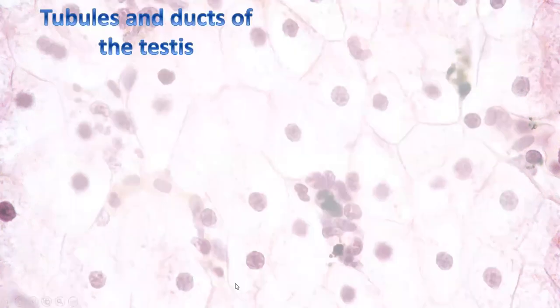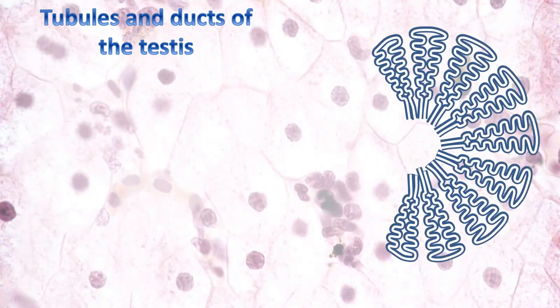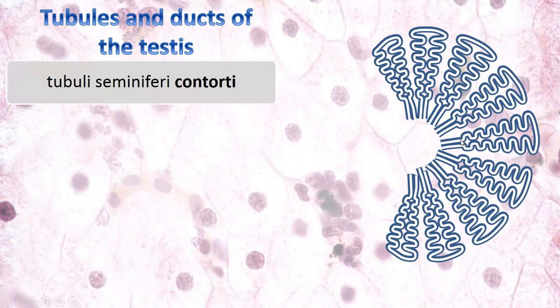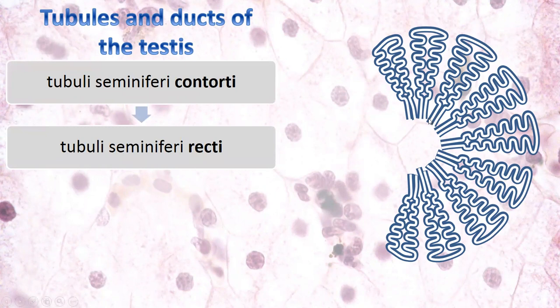There are different tubules and ducts of the testis which provide the main functions of the testis. They are convoluted seminiferous tubules, which are the site of production of spermatozoa, providing spermatogenesis. So they are also called tubuli seminiferi contorti, or convoluted. Next are tubuli seminiferi recti, or straight seminiferous tubules. They are a continuation of the convoluted seminiferous tubules, and they carry spermatozoa to the single branched system of tubules which is called rete testis.